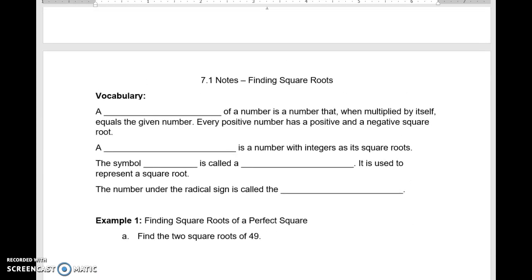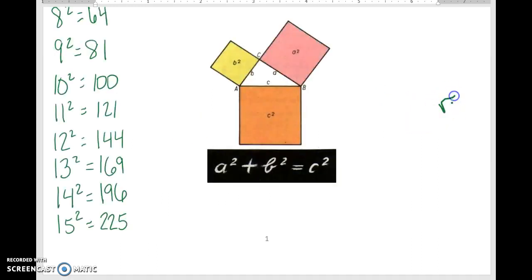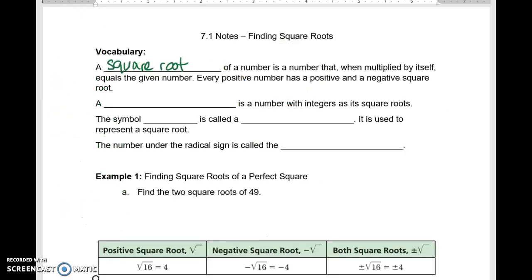So 7.1, finding square roots. A square root, like it says here, of a number is a number that when multiplied by itself, it equals the given number. So for instance, the square root of 9 would be 3 because 3 times 3 gives you 9. So every positive number has a positive and a negative square root. We'll get to that again here in a second.